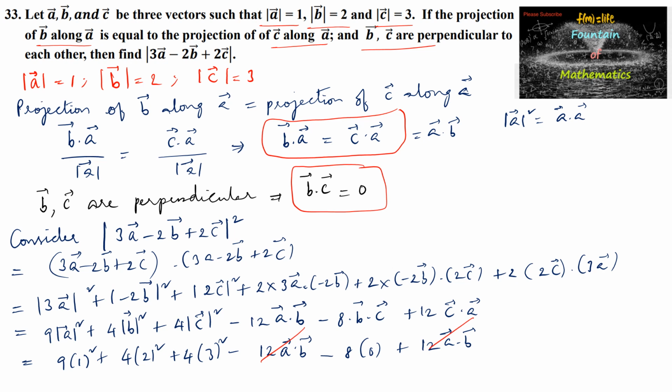So finally we have 9 times of 1 square is 9, 4 times of 2 square is 16, and 4 times of 3 square is 9 4s are 36. So we have 25 plus 36, that is 61. So therefore mod of 3A minus 2B plus 2C is equal to under root of 61. So root 61 is the answer.